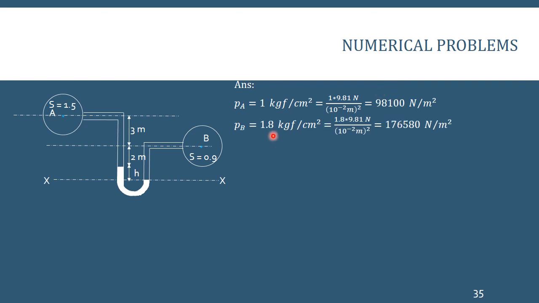Similarly, pressure at B is 1.8 kilogram force per centimeter squared. I will get it as 1,76,580 Newton per meter squared. Okay, so I've converted PA and PB into SI units. That is the most important thing.